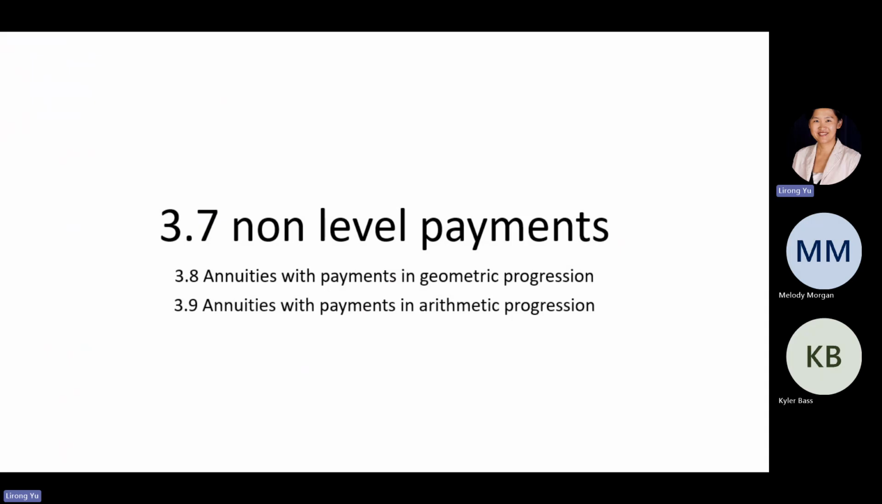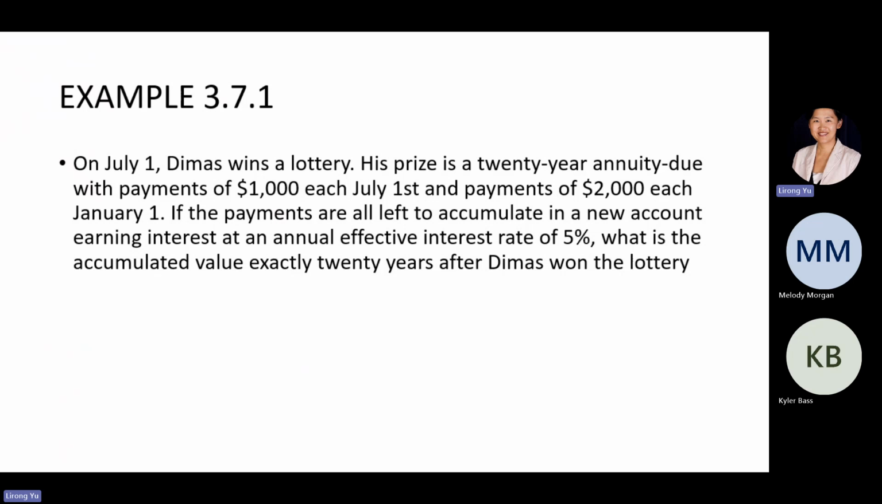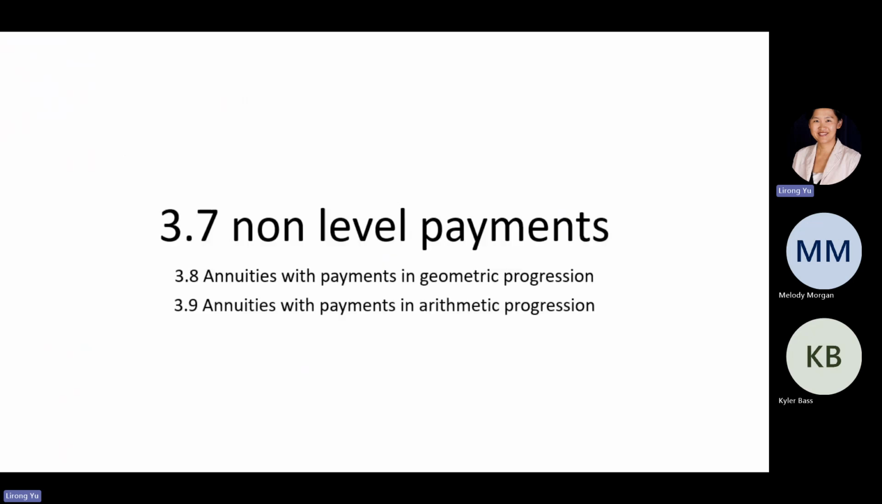3.9 is talking about annuity with payments in arithmetic progression, like 10, 20, 30, 40. So that will be 3.9. We're talking about that situation when the payments are not level, not the same anymore. How do we do it? The answer is we still are trying to find patterns and formulas to handle that kind of situation. What's the difference between those 3?